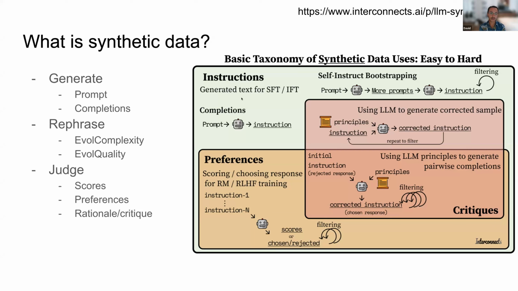In order to also do rephrasing, there are some algorithms that rephrase prompts to make them higher quality, higher complexity, or more nuanced, in order to ensure a higher quality prompt or completion. These are the eval complexity and the eval quality prompts. And then there's also this special kind of AI feedback or synthetic data, and that's actually judging synthetic data, to assign scores to prompts and completions, or to do preference ranking, or to provide a rationale or critique along with your initial score that explains why the model actually produced the score.